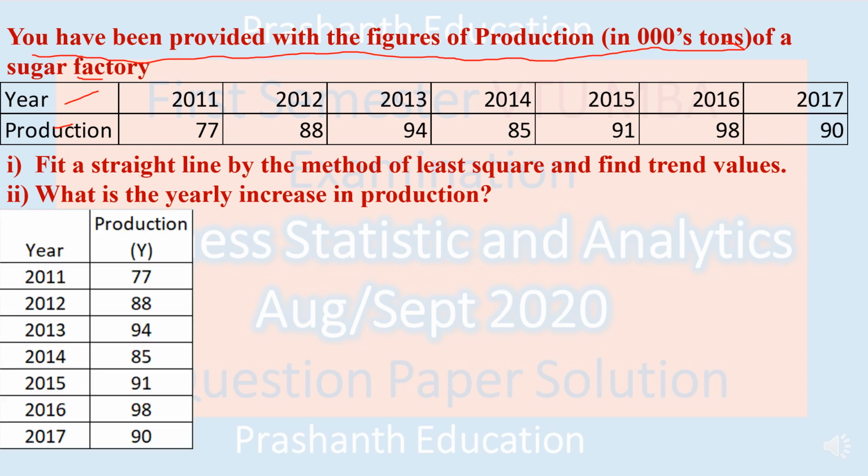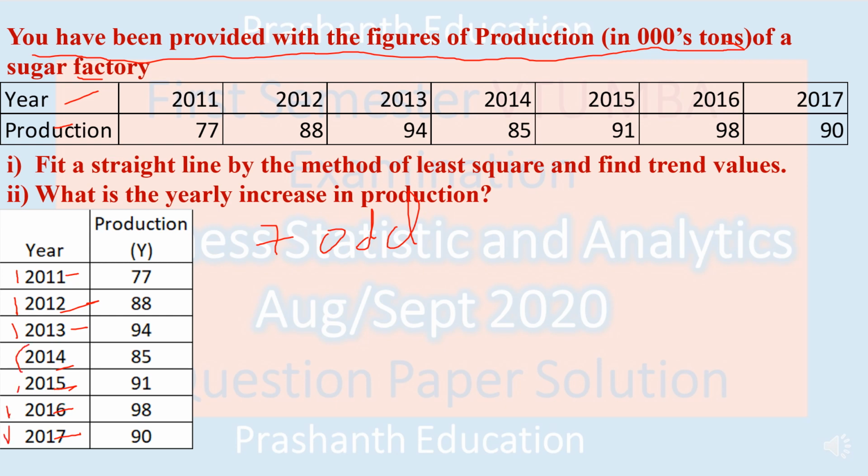Let's first write our year and production. Now, since the year is a 4-digit number, we have to reduce it to a 1 or 2-digit number. How do we do that? It's a very simple way of doing it. I will count how many there are: 1, 2, 3, 4, 5, 6, 7. So 7 is an odd number. So from the bottom 3, from the top 3: 1, 2, 3, 1, 2, 3.